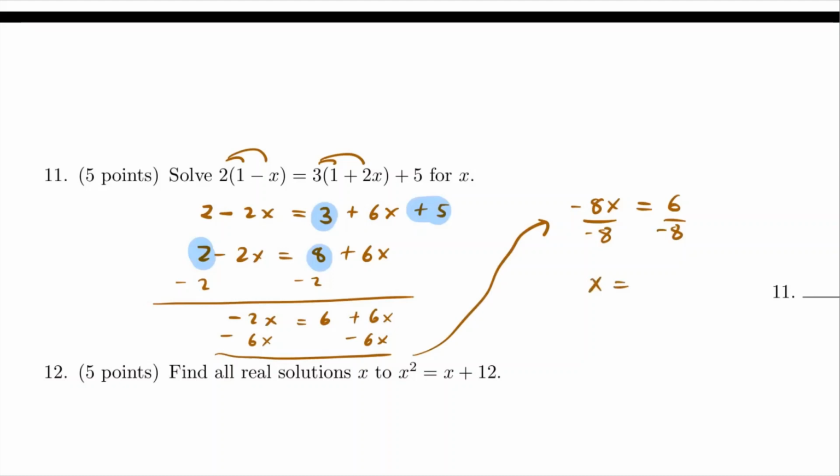You can reduce 6 over 8 to 3 over 4, negative. So our final answer will be x equals negative 3 over 4. Your answer should always be in simplified form. So this will be it.